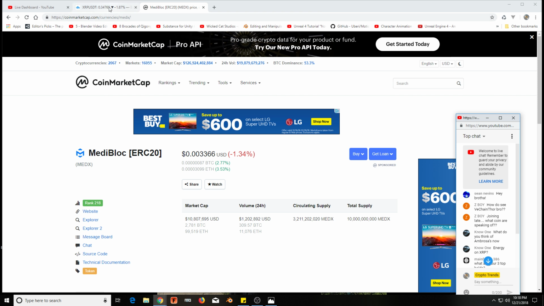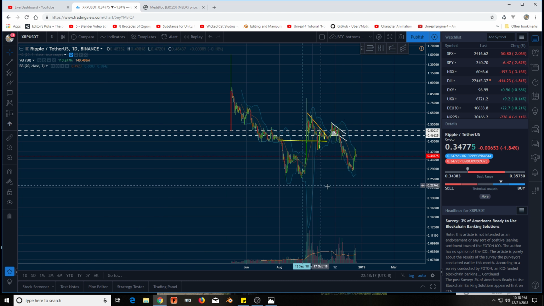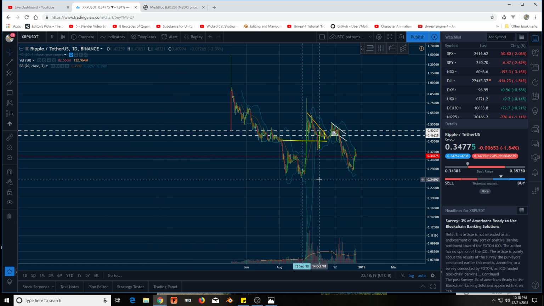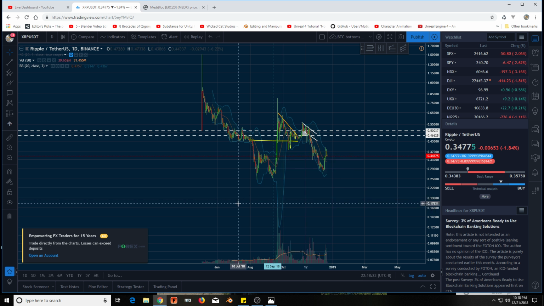Don't forget to check out Wyckoff. And hey, we could be at the bottom for Bitcoin, which would be great for the entire cryptocurrency space. So best of luck to everyone.